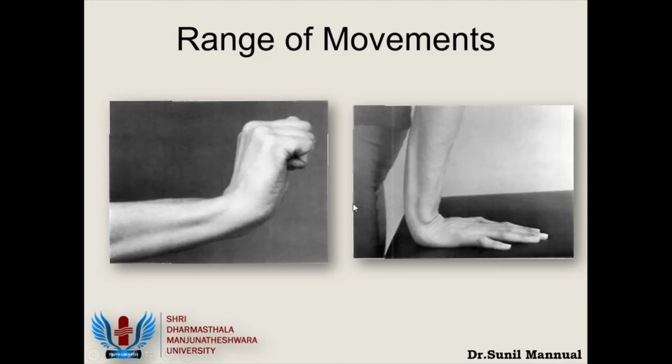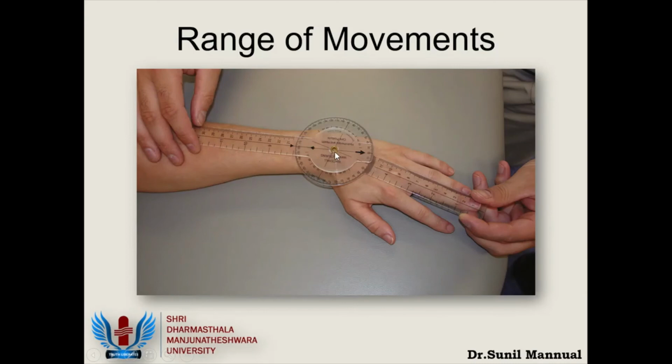Now coming to the ulnar deviation and the radial deviation. What you are seeing is the thumb is on this side, so this is the lateral side. What the patient here is doing is the radial deviation. The normal radial deviation is only 20 degrees, as compared to this where the patient is doing the ulnar deviation, and the normal ulnar deviation is 40 degrees.